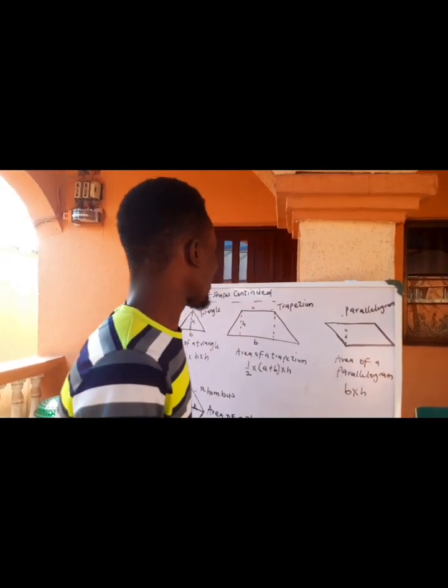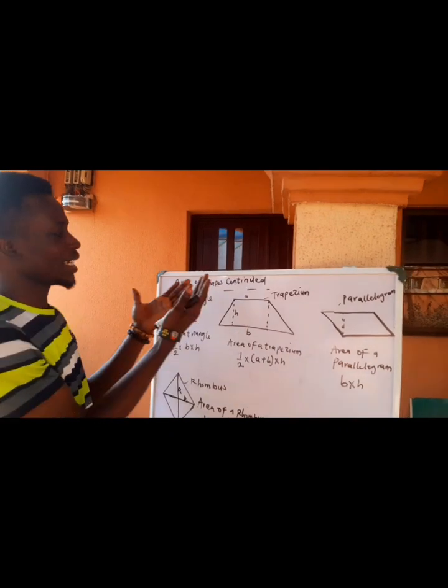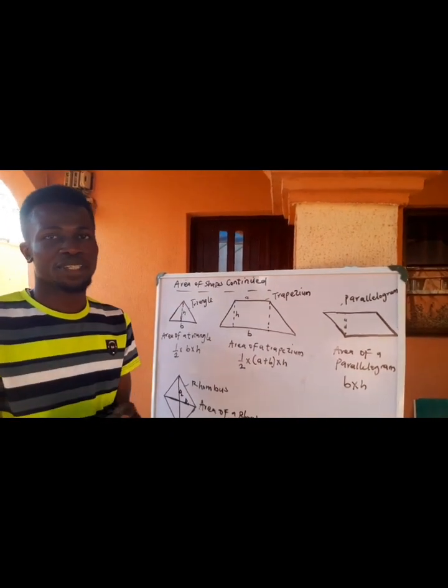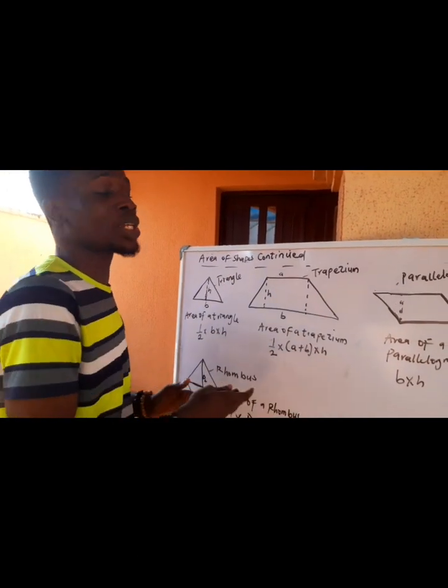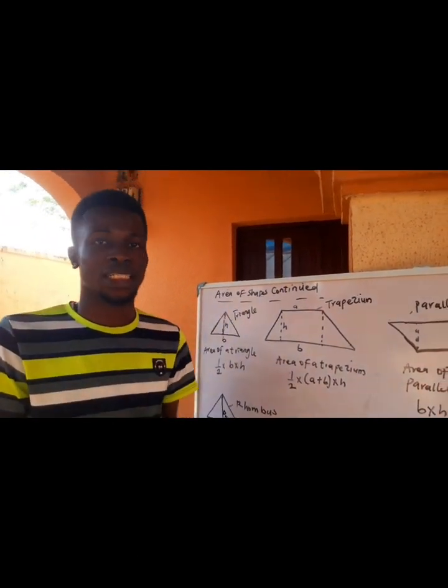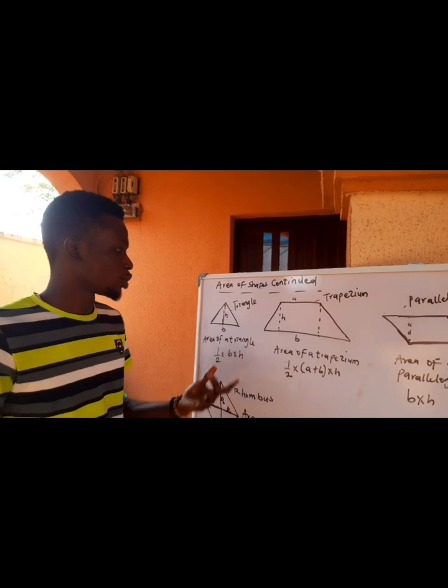To another section of Uncle Sam's math tutorial. Okay, today we'll be continuing with area of shapes. In the last class, we solved some problems. Here we'll be talking about some other shapes that we failed to mention in our last class. And they are as follows.